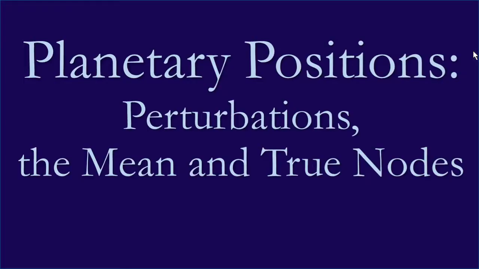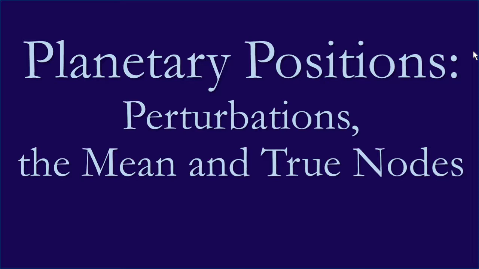Okay, my friends, in the next video, we're going to learn about how planetary positions are determined more precisely. Kepler's laws of planetary motion get the positions pretty darn accurate, usually within, I think, about a half a degree or so, depending on the planet and the situation. But to get them more precise, we have to take into account what are called perturbations.